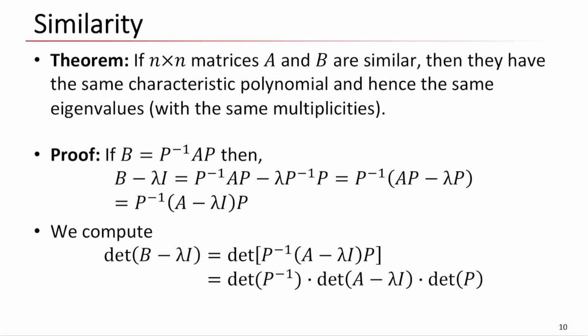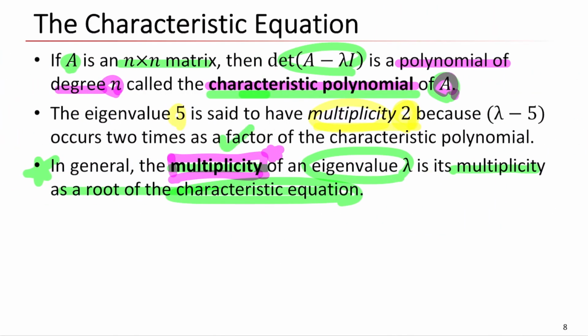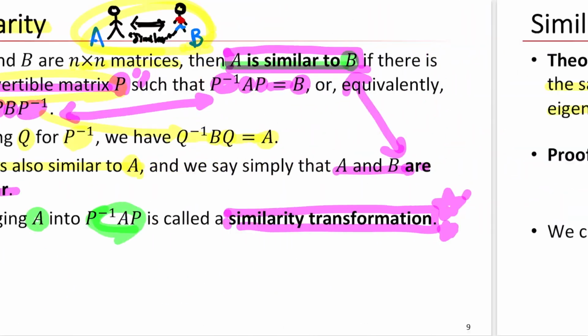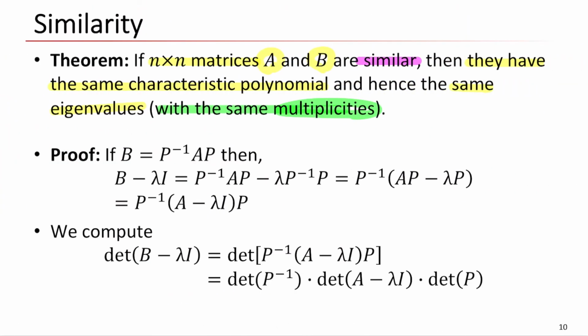And as I mentioned previously, if the n by n matrices A and B are similar, they have the same characteristic polynomial and the same eigenvalues with the same multiplicities. What was the multiplicity? The factors of the root, right? Then let's prove this one.